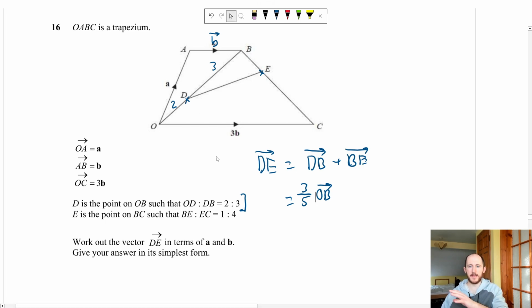So again, let me explain that again. That ratio says that O to D is 2 parts, D to B is 3 parts, and the whole line is 5 parts OB. Right? If it's 2 to go from O to D and it's 3 to go from D to B, then it's 5 to go from O to B. So DB is just 3 out of the 5 total parts. We can do the same thing for B to E. So BE to EC, well, BE is 1 part, EC is 4 parts.